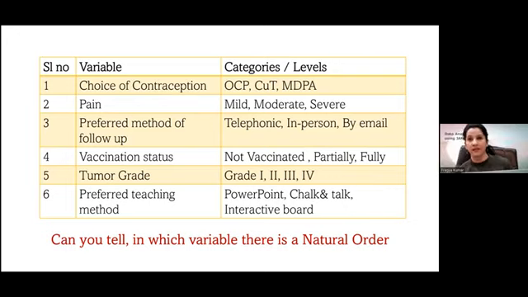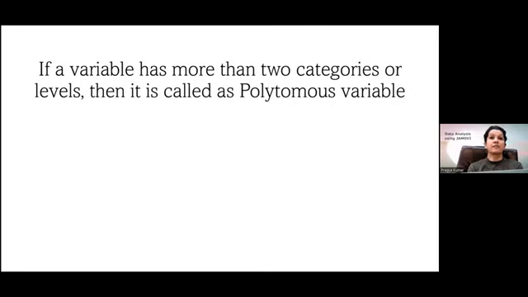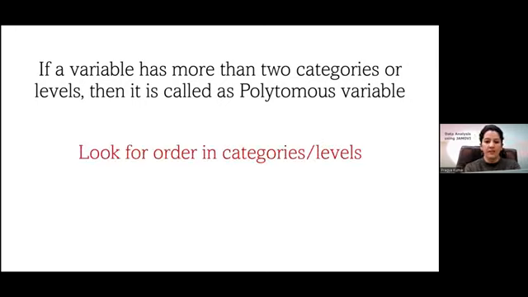It depends, it is up to you. So maybe if I'm making a model with fully vaccinated, partially vaccinated and not vaccinated, I may treat it as ordinal, and I may also treat it as nominal. So that's okay. If a variable has more than 2 categories or levels, then it is called a polytomous variable. Polytomous means more than 2 levels.